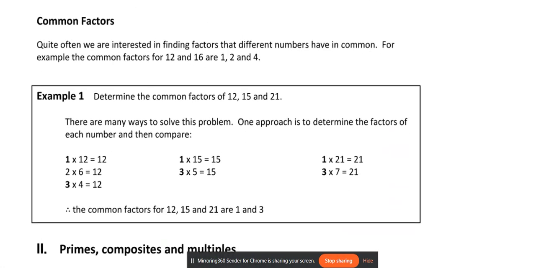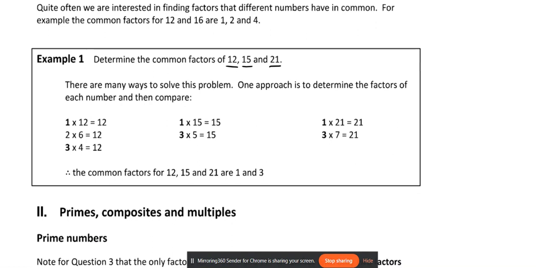All right, common factors. You guys have been doing this kind of stuff quite often when we've been doing fractions and everything else, but as a bit of a review. Determine the common factors of 12, 15, and 21. What we can do, because the numbers are simple enough, is figure out all the factors of 12, 15, and 21. So I could go 1 times 12, 2 times 6, 3 times 4 to get 12. To get 15, I can go 1 times 15 or 3 times 5. And to get 21, I can go 1 times 21 or 3 times 7.